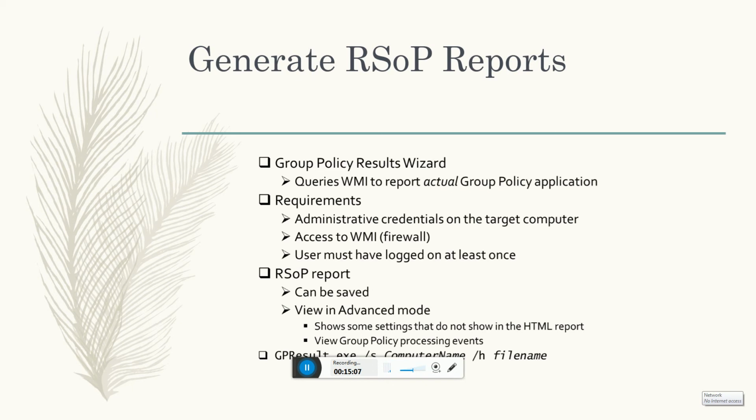Generating RSoP reports. Group Policy Results queries WMI to report actual group policy application and requires administrative credentials on the target computer. It needs access through WMI firewalls, and users must have logged on at least once. RSoP reports can be saved. View in advanced mode, showing HTML reports. View group policies, settings, and computer name and file name.